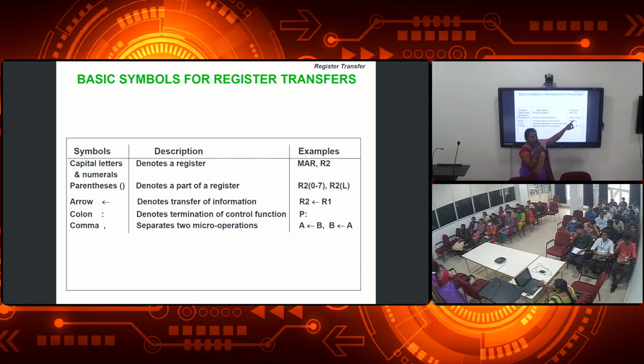Here, if you give PC of H, how many bits are used? PC of 8 to 15. Next, PC of L means 0 to 7. You have to use it here. Therefore, it denotes a part of a register. Parentheses. Next, the arrow. An arrow is called a replacement operator, and it is also used for transfer of information from one register to another register. And then next, here we are using two micro operations: B assigned to A and then A assigned to B. These two micro operations are separated by a comma.